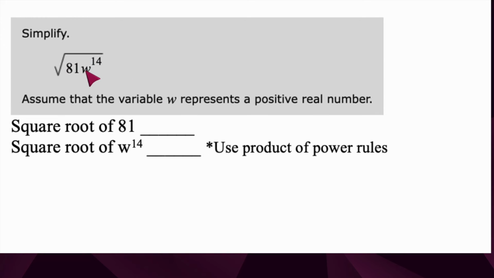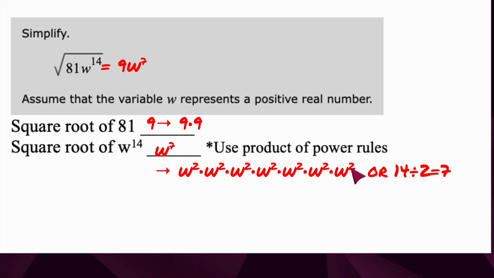We have 81w to the 14th, and we're going to, again, take the square root of each one. So the square root of 81 is 9, because 9 times 9 got me 81. And then for w to the 14th, I can do that same thing with the 2's, or I can simply take 14 divided by 2 and get 7, and that's what I can take out of the square root. So it's going to be 9w to the 7th power.